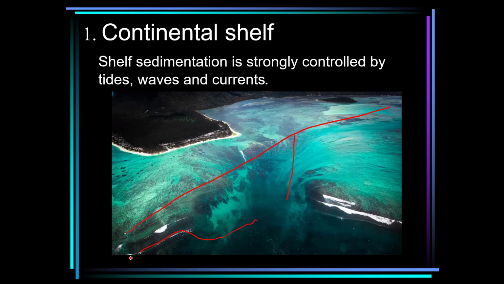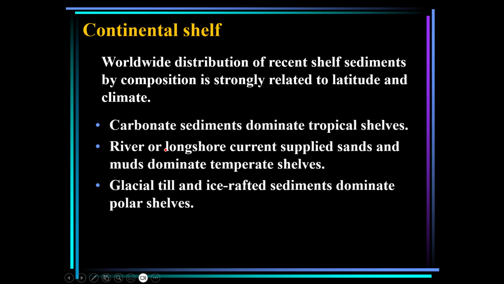Here, the sedimentation is controlled by tides, waves, and currents. And of course, it's also controlled by the latitude, if it's in the tropics or in the mid latitude or the polar areas. So here, if you have tropical climate, you're going to have mostly carbonate sediment. When you have the temperate shelves, they're usually dominated by quartz.